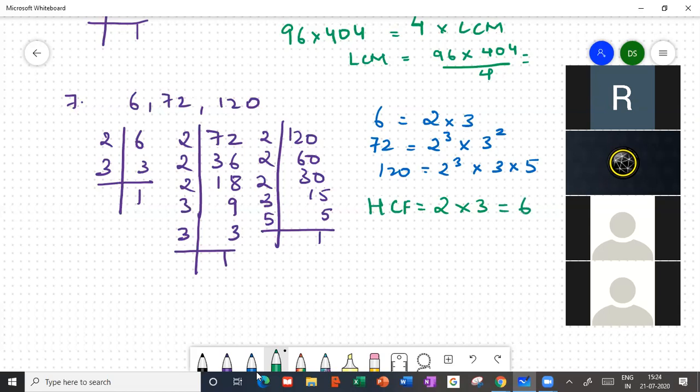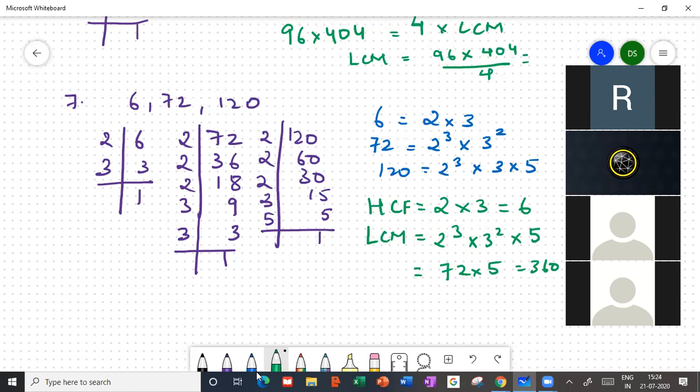For LCM, what do we look at? Look at all three cases: which is the highest power of 2? So 2 is the first factor, right? The highest power of 2 is 2 to the power 3. Then which is the highest power of 3? 3 to the power 2. Which is the highest power of 5? 1, so 5. This is going to be 72 into 5, which is 360. Okay. Since I've not heard from you, I guess this concept is clear.